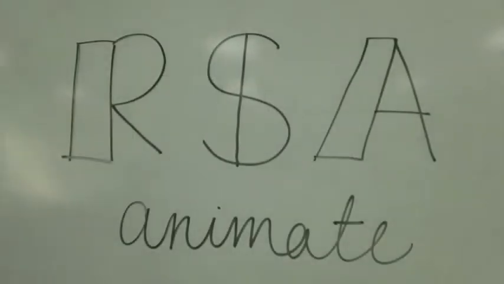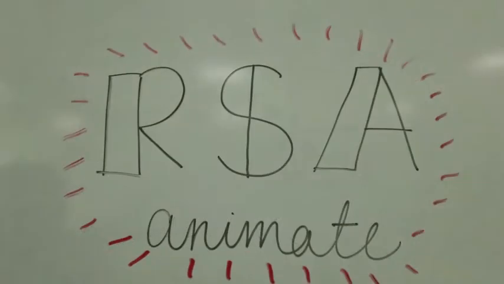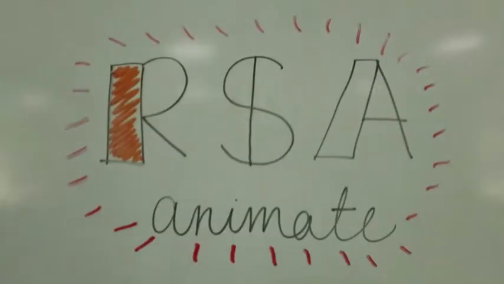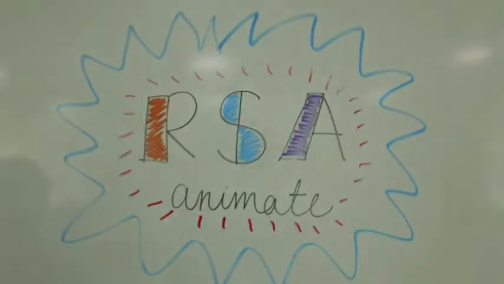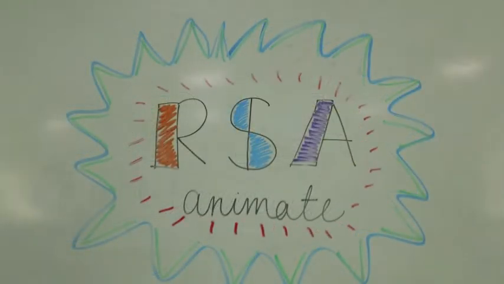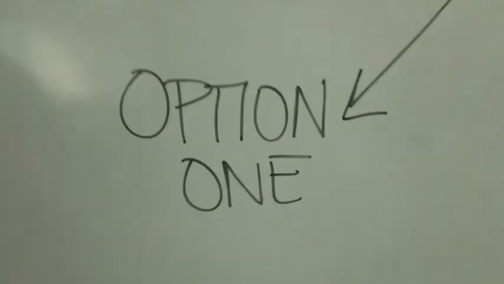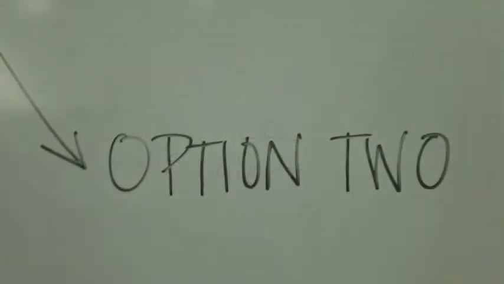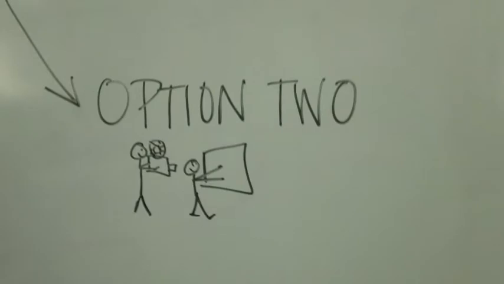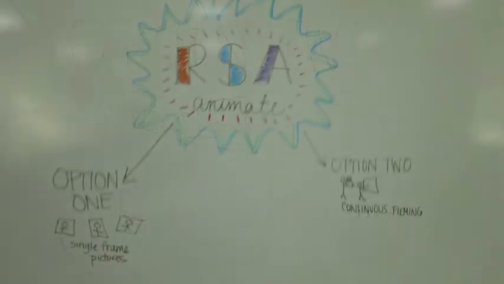RSA Animate. This is a tutorial on how to create an RSA Animate. There's definitely two options for doing this, and your team's going to need to figure out which one's best for you. The first one is using still frames of each shot and then blending them together and narrating over the pictures. The second option is continuously recording someone drawing your story, then narrating the recording. Either way, you'll want to speed up your frames.